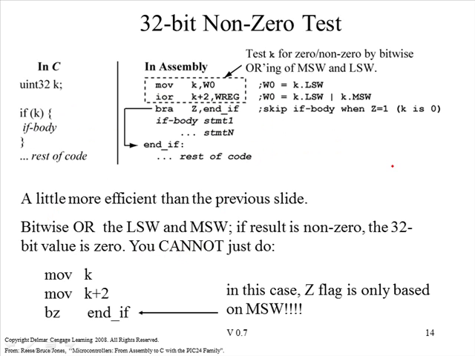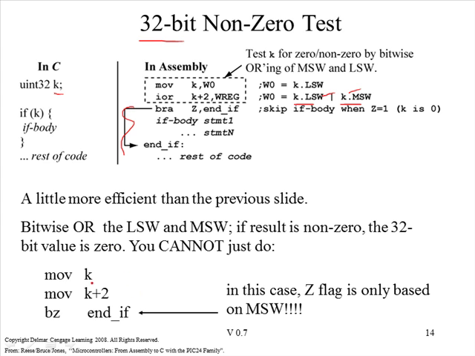Here's another slightly more efficient way of doing a 0 or non-zero test on a 32-bit variable. What we're going to do in this case is bitwise OR the least significant word with the most significant word. The only way that this value will be 0 is if all the bits in both the least significant word and the most significant word are 0. So at the end we can test the Z flag and have this structure in exactly the same way as before. This saves one instruction.